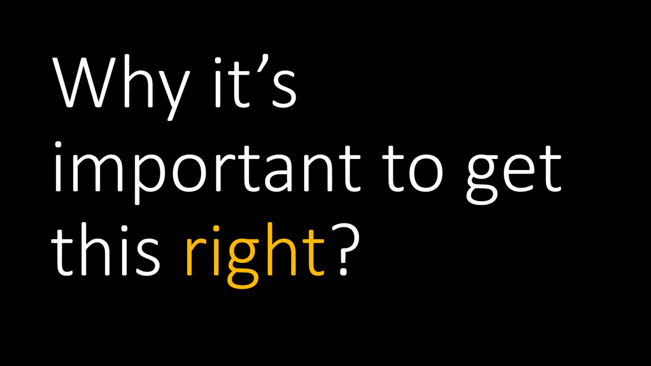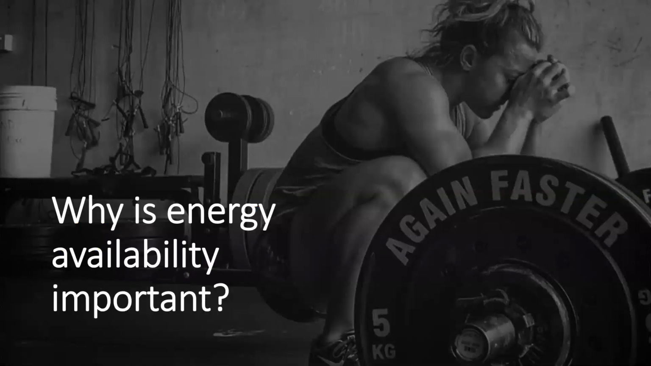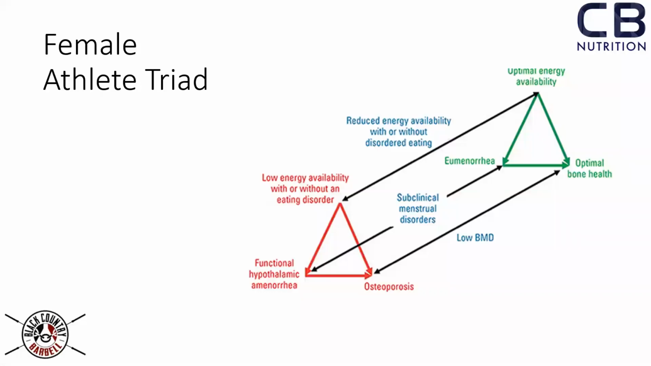Why is it important to get this right? And this is something that's not really spoken about a lot in the fitness industry, or in the general gym population, but it is very prevalent in the work that I do in sports teams and elite sport. So energy availability is the amount of dietary energy left after exercise for all of those processes that your body does to survive. So anything that BMR is looked after, it's the amount of energy that you've got left after you've exercised for those processes. So why is that important, and what can happen if we don't get that right?